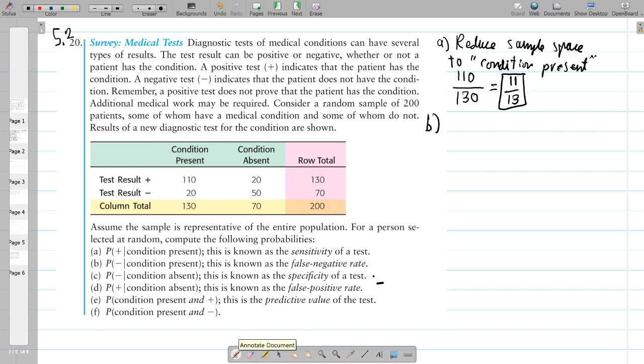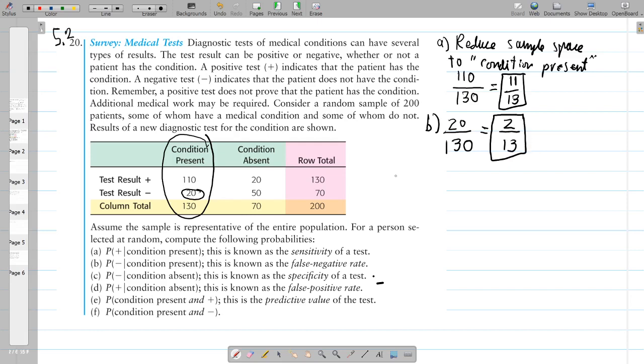So B is, again, conditioning on the condition being present. So the reduced sample space is still here, but now in B, it's asking what's the probability of getting a negative result. In this case, it's simply 20 over 130, which we can simplify to 2 over 13. There we go.